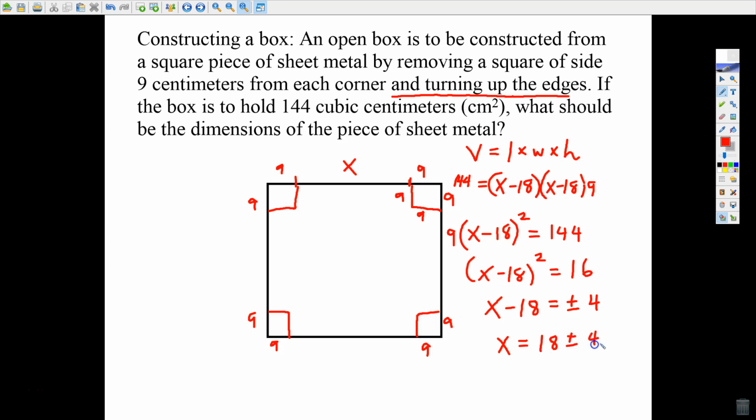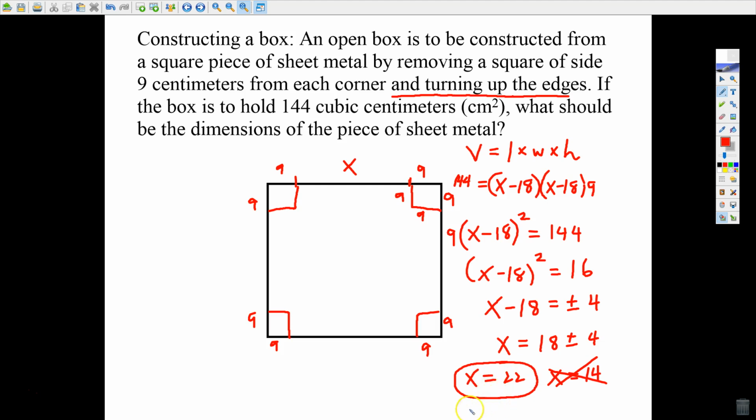We're going to get two solutions again, like we did in the previous problem, but one of them is not going to be a reasonable solution. So 18 plus 4 is 22, and 18 minus 4 is 14. Well, let's take the 14 answer. If I'm cutting off a total of 18 centimeters from the side, there's no way this side could have started off being 14 centimeters. So that's not reasonable. So the only reasonable answer of these two is 22 centimeters.